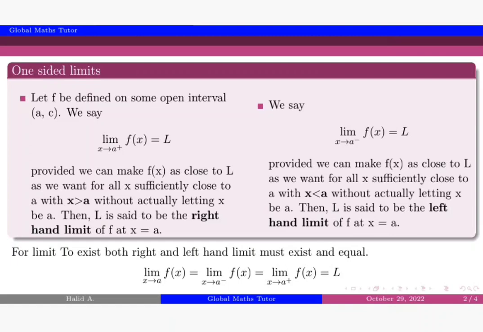Basically, when we say the limit of f of x as x approaches a, we mean the value of f of x when x approaches a from both the negative and positive sides, or from both the left and right-hand sides. If a limit exists, then from both sides it must approach the same value L for the limit to exist. This is important.